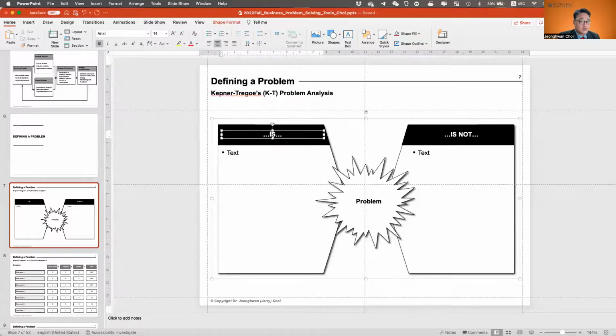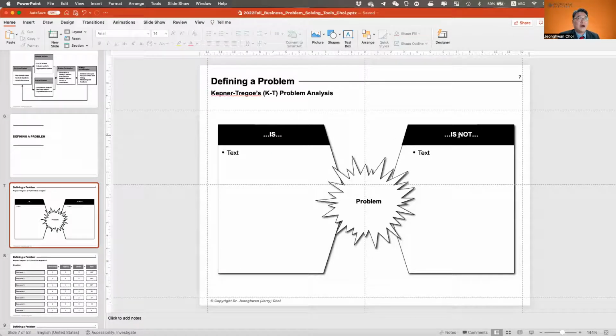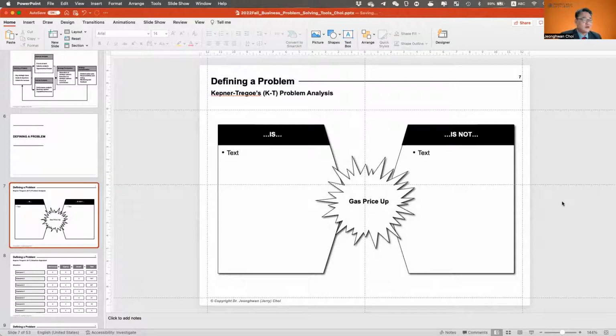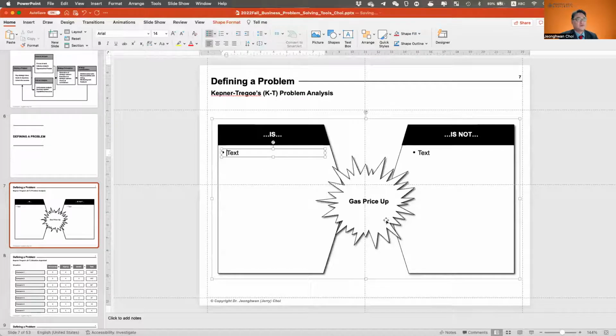What is true, and what is not true? For example, if you define a problem, what is a problem? Gas price is up. Gasoline price is up. So what is true?